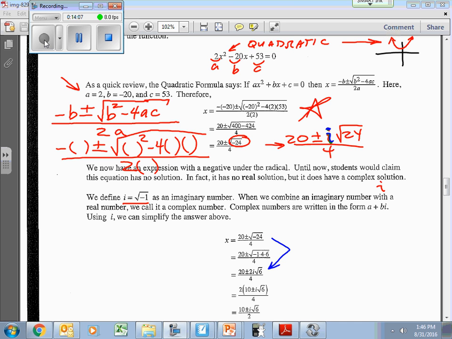Complex numbers are written in the form a plus bi, they know that. Using i, we can simplify the answer above. So what part is it that I want to do for them? Hey Thomas, how do you go from this negative 24 thing to where it's a 2i?